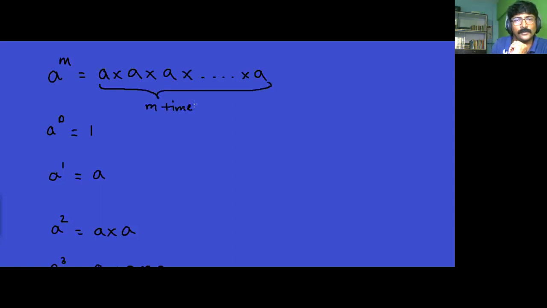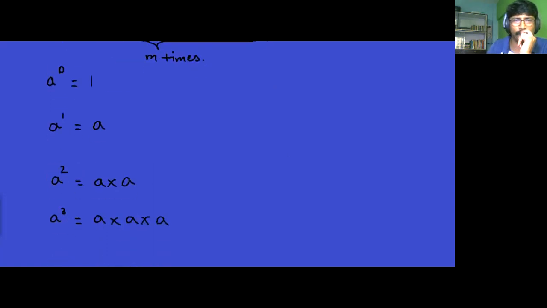So, can you guess what would be a power n? A power n is a getting multiplied by itself how many times? A into a into a, dot dot dot, into a. How many times? This is n times. I hope you understood. What do you mean by n times? It is just some number, like a power n. A into a into a. How many times is a getting multiplied by itself? N times.